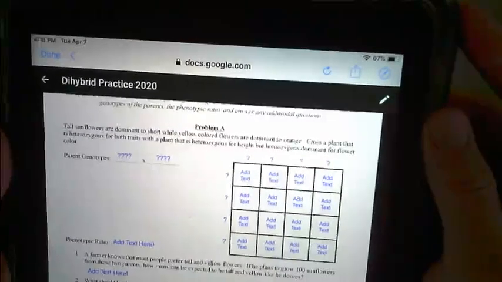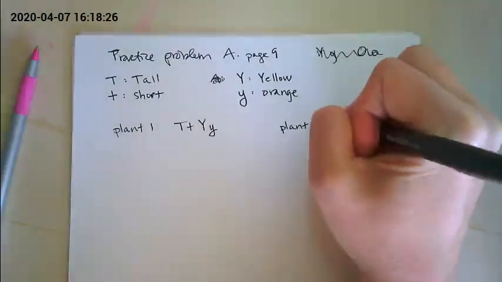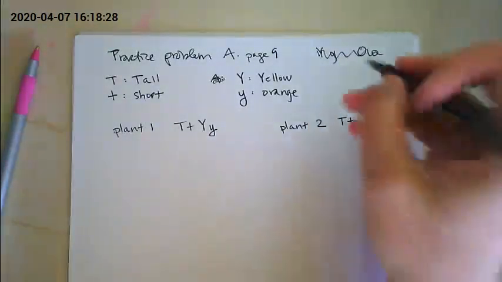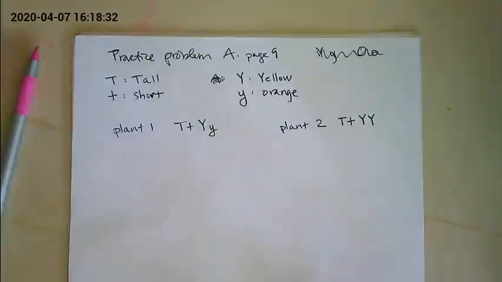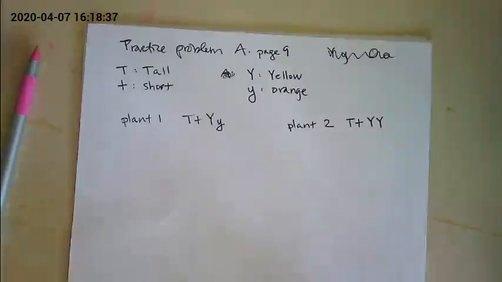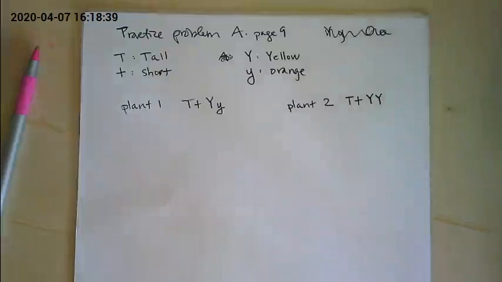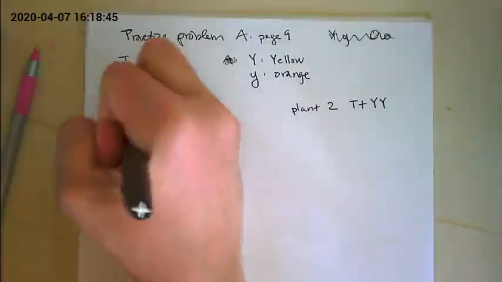With a plant that is heterozygous for height, but homozygous dominant for flower color. All right, heterozygous for height, so that's a big T, little t, and then homozygous dominant for flower color. All right, so those are the genotypes we're working with. Now remember, we have to FOIL both of these genotypes before we can even put them on a Punnett square. So let's FOIL it.